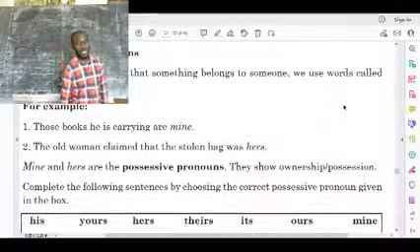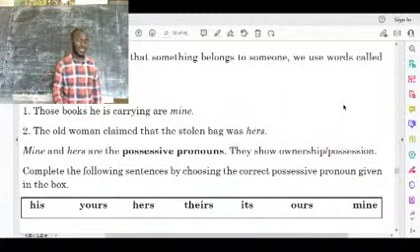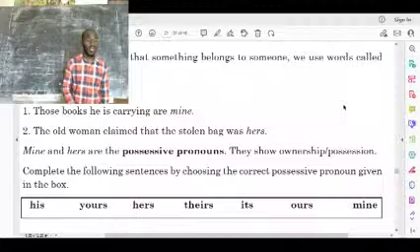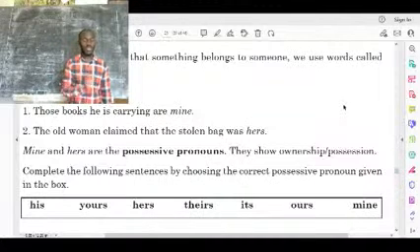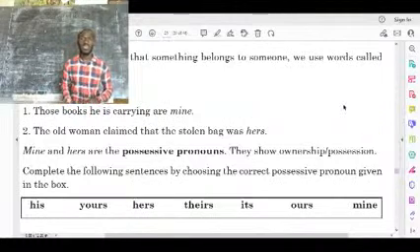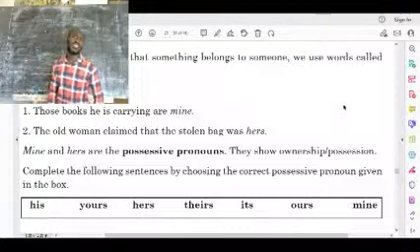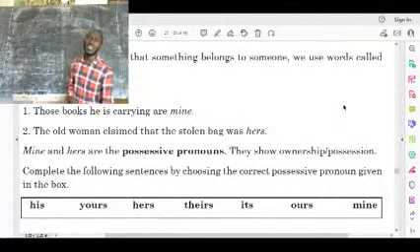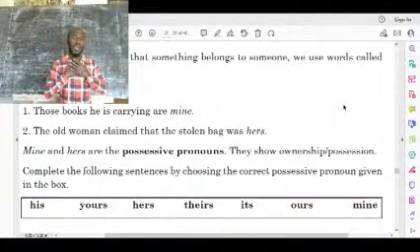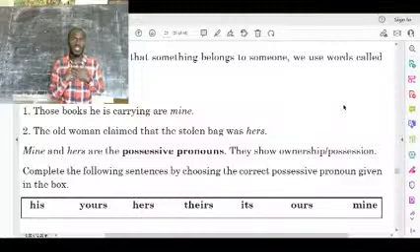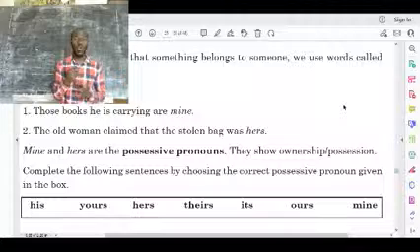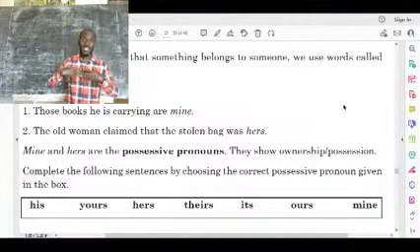In this example, you have these two sentences, whereby one reads, "Those books he is carrying are mine." Those books he's carrying are mine. You see that the word mine here shows the possession of the books. Whose? They are mine. They belong to me. So that mine is a word that describes ownership, and we call it a possessive pronoun.